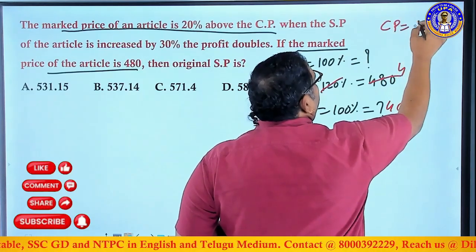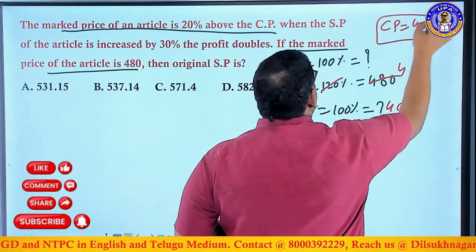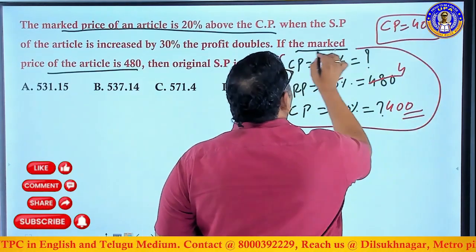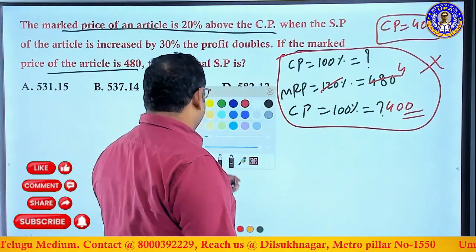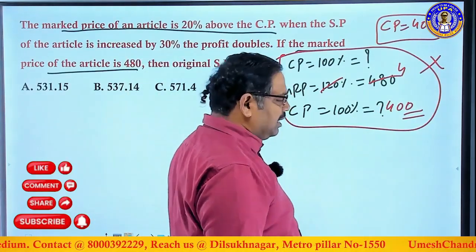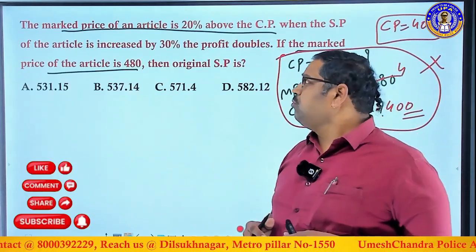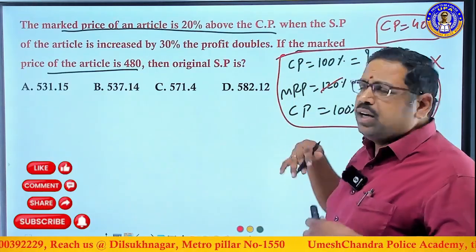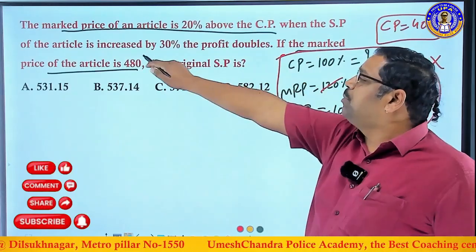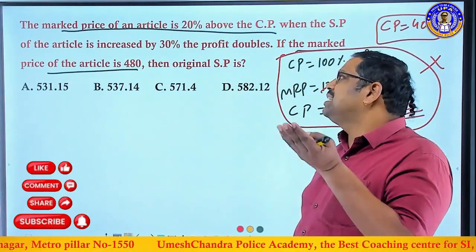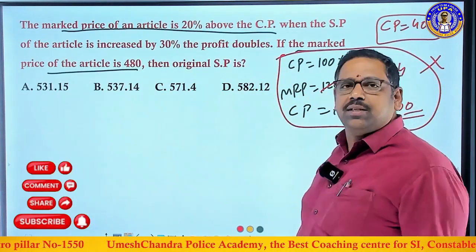I am writing it here, and I don't need this information anymore. We can even throw it into the dustbin. I don't have any work with it. I'm just leaving it. Now observe what the other thing is that I have to do. So I sold it for some price, I don't know. But when the selling price, SP, of the article is increased by 30%, the profit doubles.